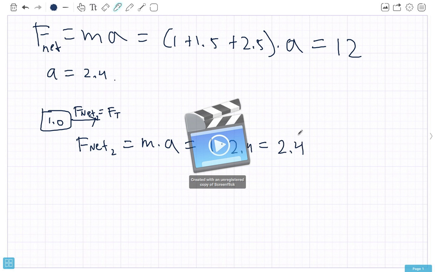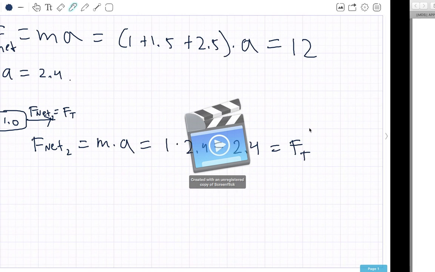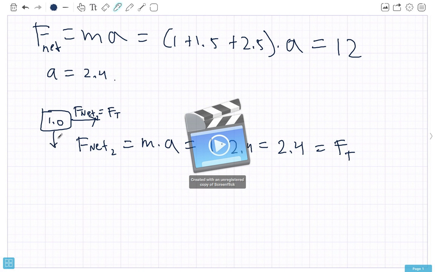And we said f net 2 equals ft, and that is the force that we're looking for, because that's the force exerted on the 1.5 kilogram block by the string, because that's the only force coming from the 1.0 block that isn't balanced out. Because, as I said before, there's mg, but that's balanced out by the normal force. The way you know that is the block isn't sinking, which means the force going downward must be matched by an equal and opposite force going upward, which is Newton's third law.